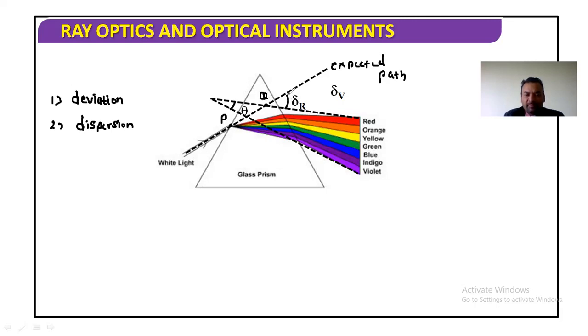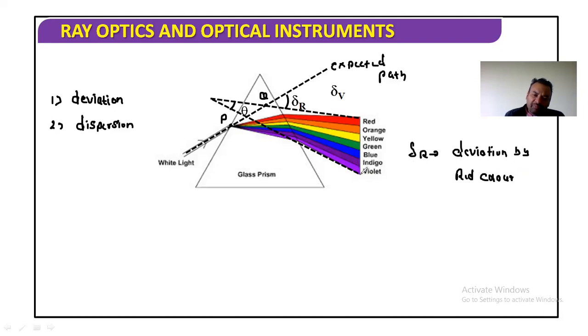So now, what is delta R? It is the deviation produced by the red color. It is the angle between the expected path and the actual path of the red color. So this is delta R, the deviation produced by the red color.